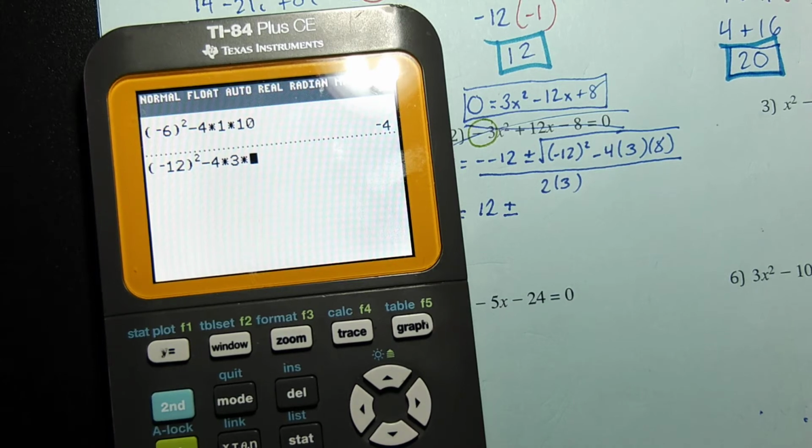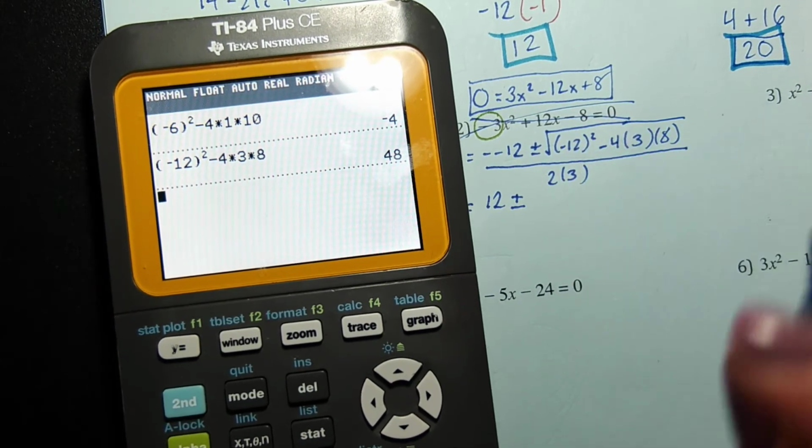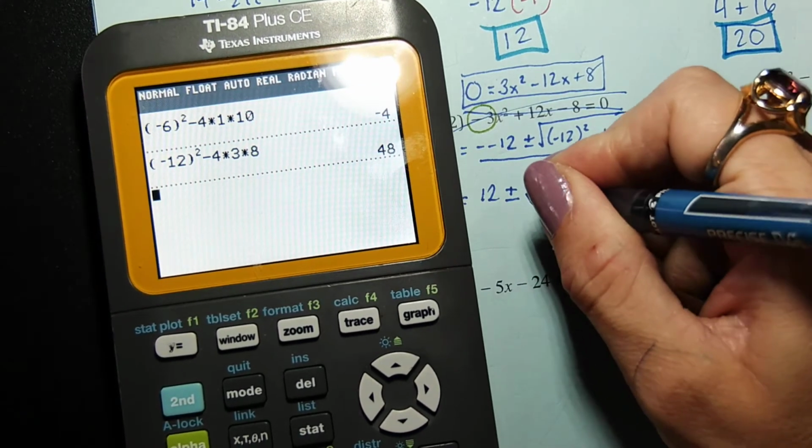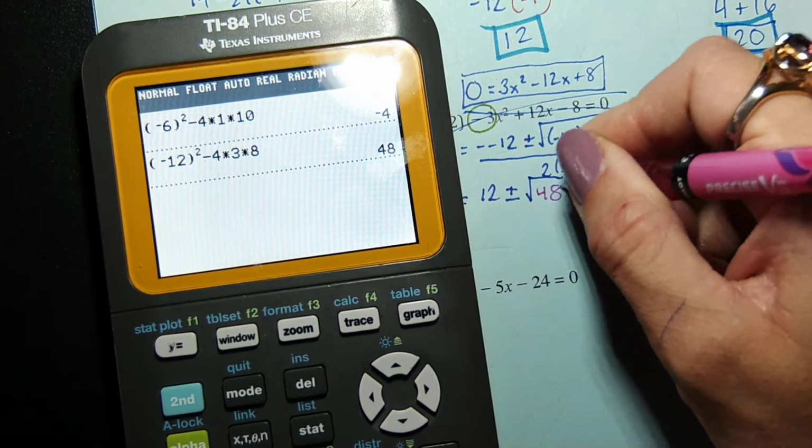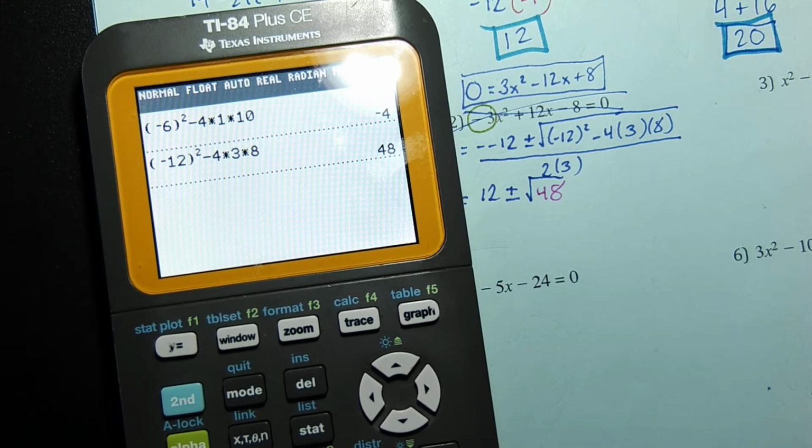What are you guys getting for the discriminant? Should be getting 48. So square root of 48. Is 48 a perfect square? It is not. So that means we're going to be left with stuff under the radical. So we can already describe these as two irrational roots.